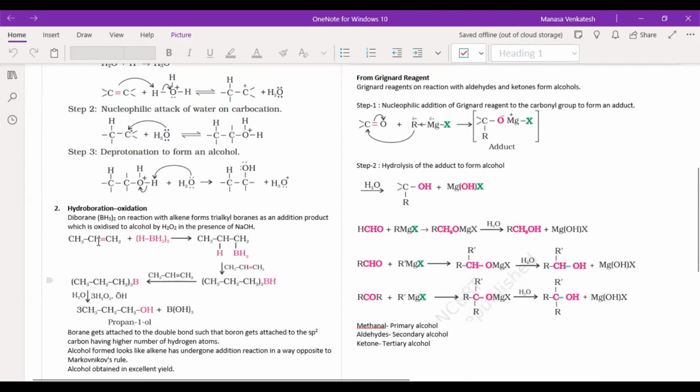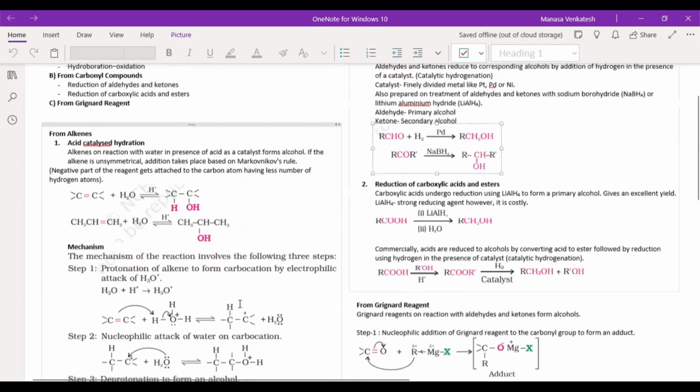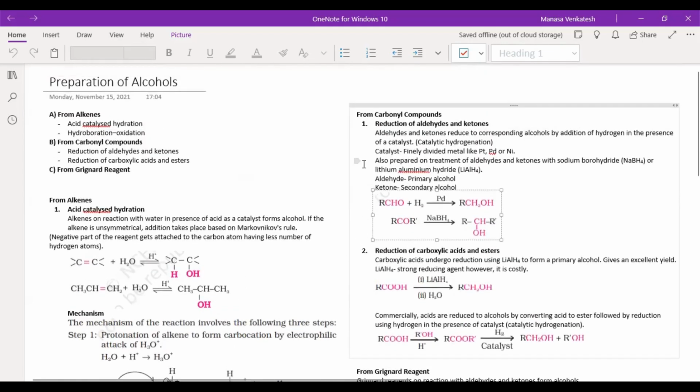Diborane is reacting with alkene to form something called a trialkyl borane. And this is further undergoing oxidation in the presence of hydrogen peroxide and sodium hydroxide to give us 3 molecules of the alcohol.